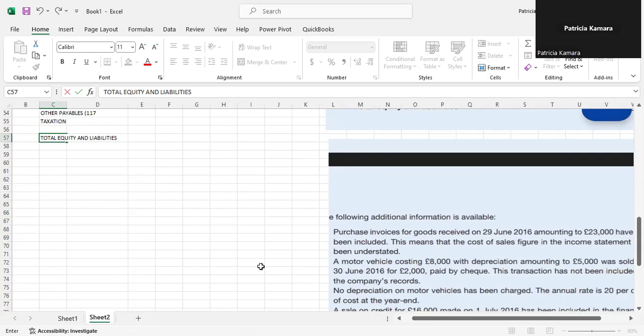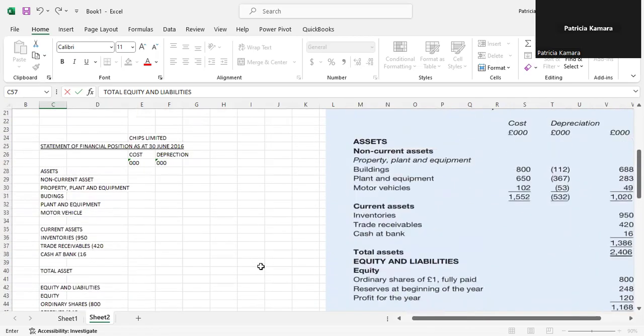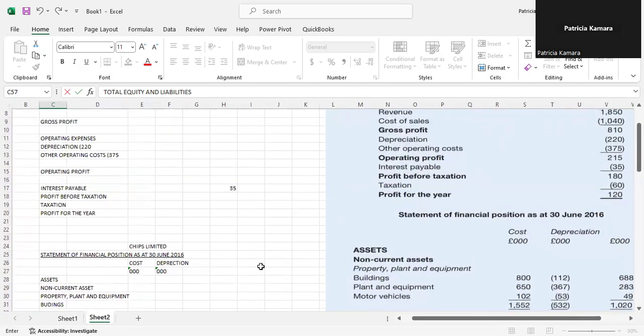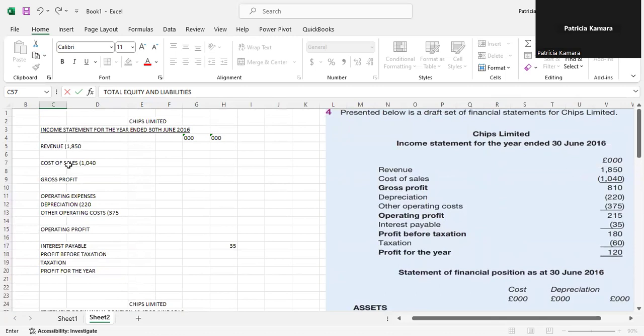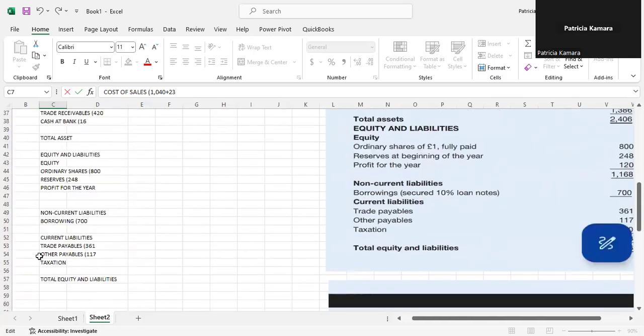And remember, these are items that we are owing, we have to pay for them. But I told you earlier that the components of cost of sales are opening stock, purchases, and then closing inventory. So it means that it's going to affect our cost of sales figure. I said it has been understated, so we have to add 23, remembering we are working in thousands. And then when we come to payables, meaning that these are monies that we have to pay, they are trade payables. So we have to increase our payables figure by 23.